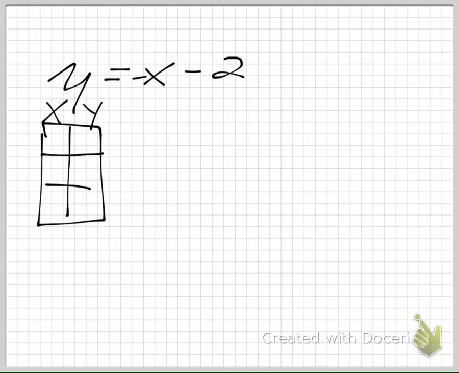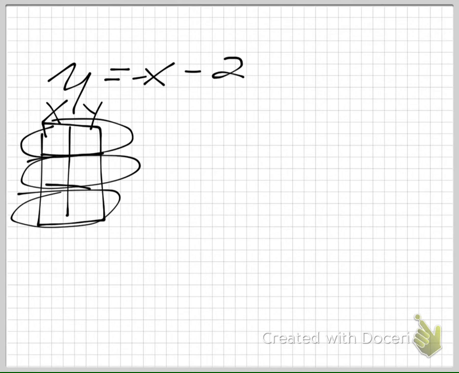What do you do now? Do you start picking numbers for Y? No, you start picking numbers for X. What are the three numbers you should choose, Gigi? -2, 0, and 2. That's what I would choose. Then you plug them in, and whatever you get, you look at it and ask, is this a function? Does it pass the vertical line test? Okay?